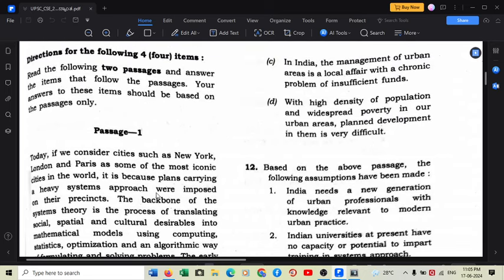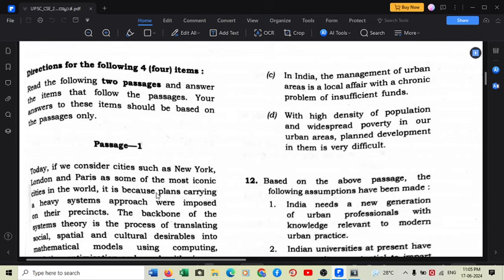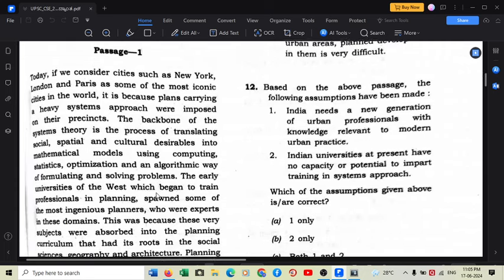So let us look at C and D. You can see on the screen on the right hand side, in India, the management of urban areas is a local affair with a chronic problem of insufficient funds. So definitely again ruled out. See, in these types of statements, you can straight away rule out, because if the passage is not talking about specific Indian issues, and the options are talking about India, then without even going further for deep understanding of the statement, you can simply rule it out. Okay. So D, with high density of population and widespread poverty in our urban areas. So what is our urban areas? They're referring to India again. So again, it is ruled out because the passage is not about India.